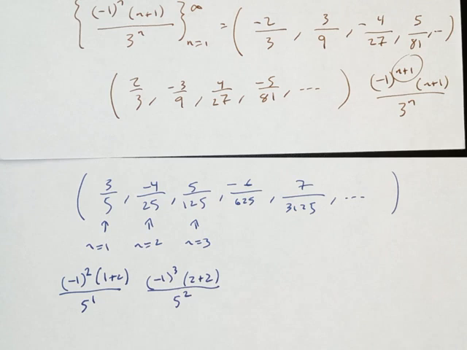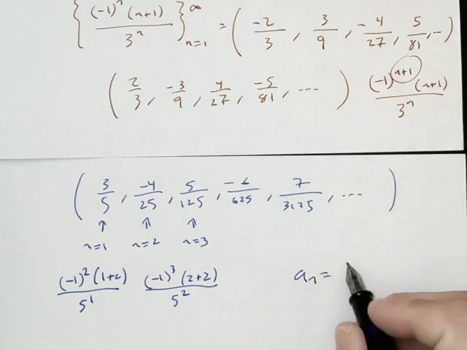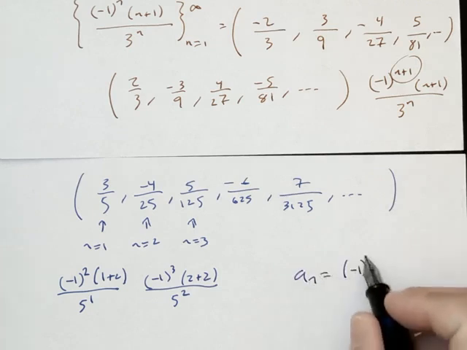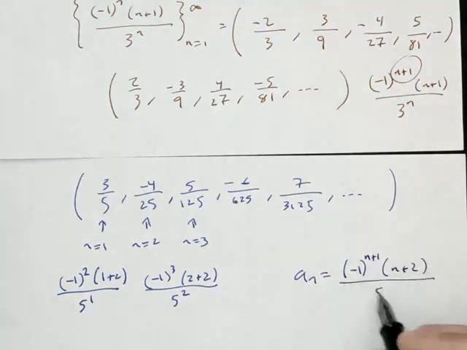Now, sometimes it takes more than just a couple. It takes 3 or 4 or 5 before you see a pattern. That's fine. But can you give me an n version of this for the nth term? Leo? I came up with negative 1 to the n plus 1 times n plus 2 divided by 5 to the n. And that's what I came up with as well.